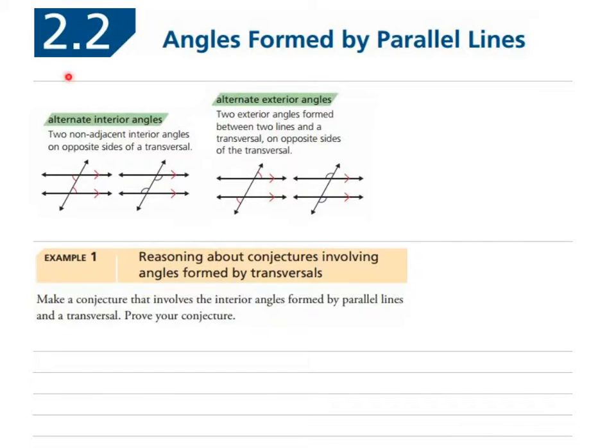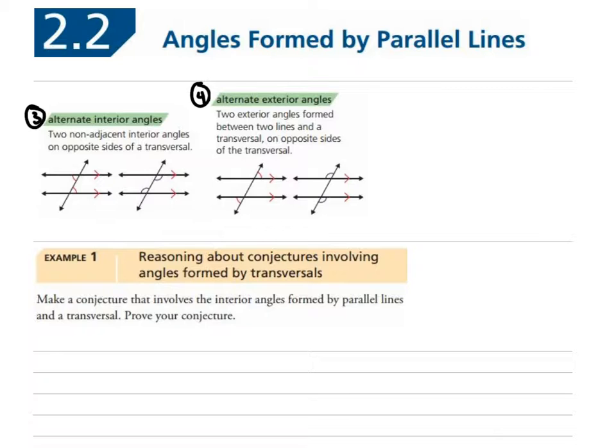Here in section 2.2, we're going to look at angles formed by parallel lines. So we're going to add two more possible ways to prove that lines are parallel. And so this is going to be number 3 and number 4. Remember, number 1 is corresponding and 2 is vertically opposite.